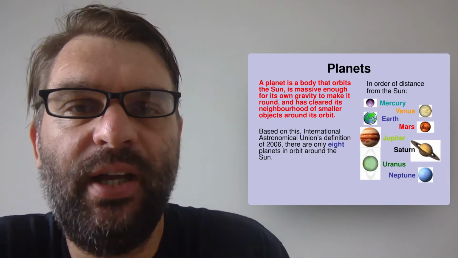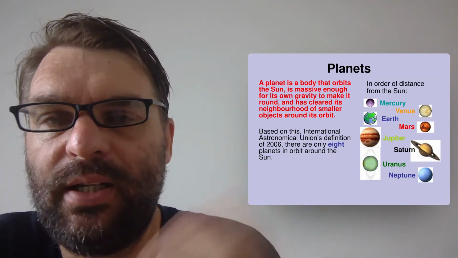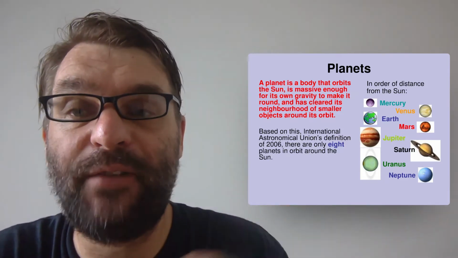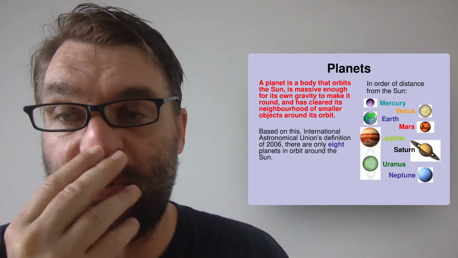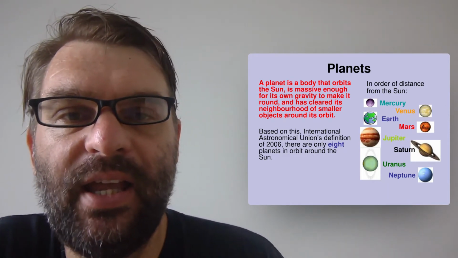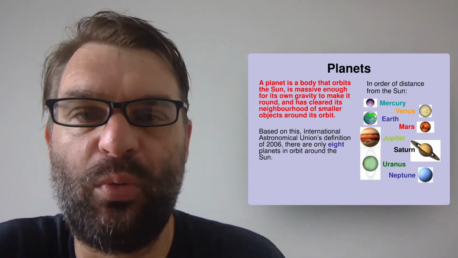Okay, so the planets, what is a planet? A planet is an object that orbits the Sun, but it is big enough to have its own gravity, just like the Earth, and that makes it round. It has to be a round object, and it has cleared its neighborhood where it's orbiting of smaller objects around its orbit.